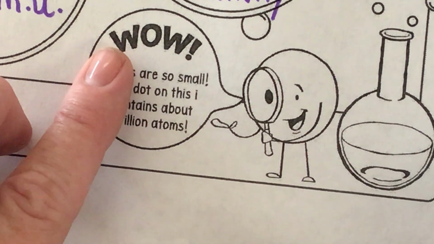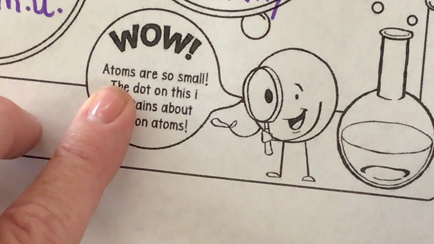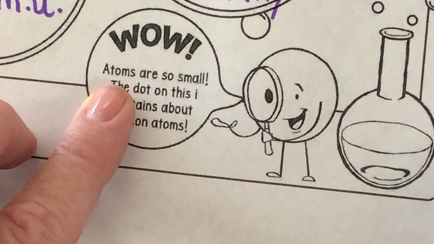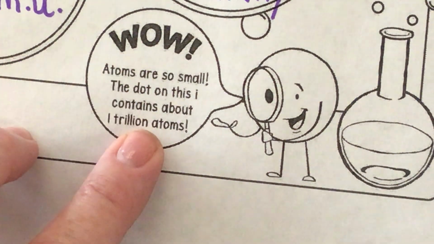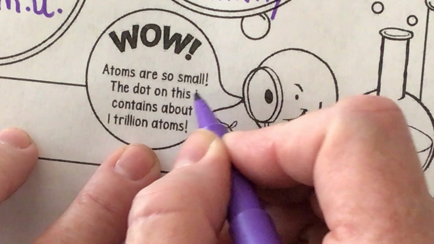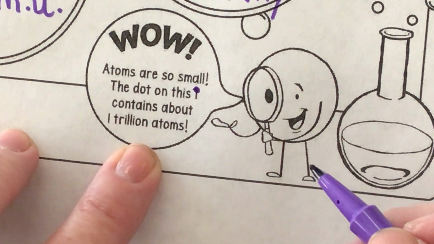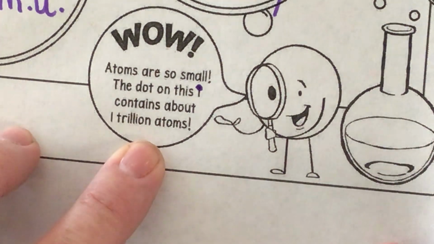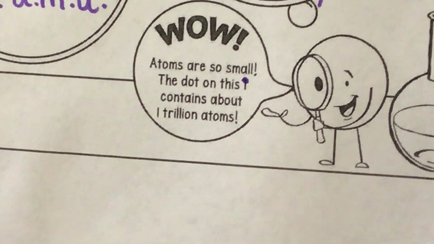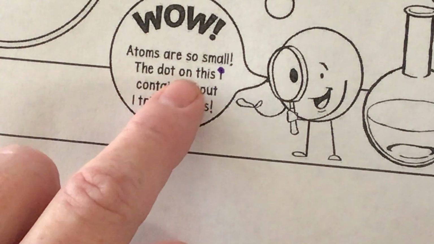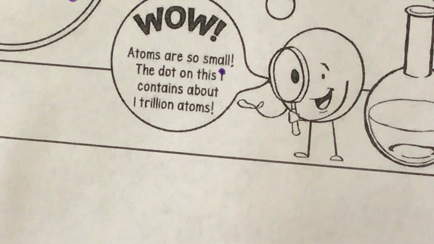Okay, so read this little quip here. It says, wow. Yeah, so this dot right here, on this i, contains about 1 trillion atoms. That's a big wow. The dot on this i right here contains about 1 trillion atoms.